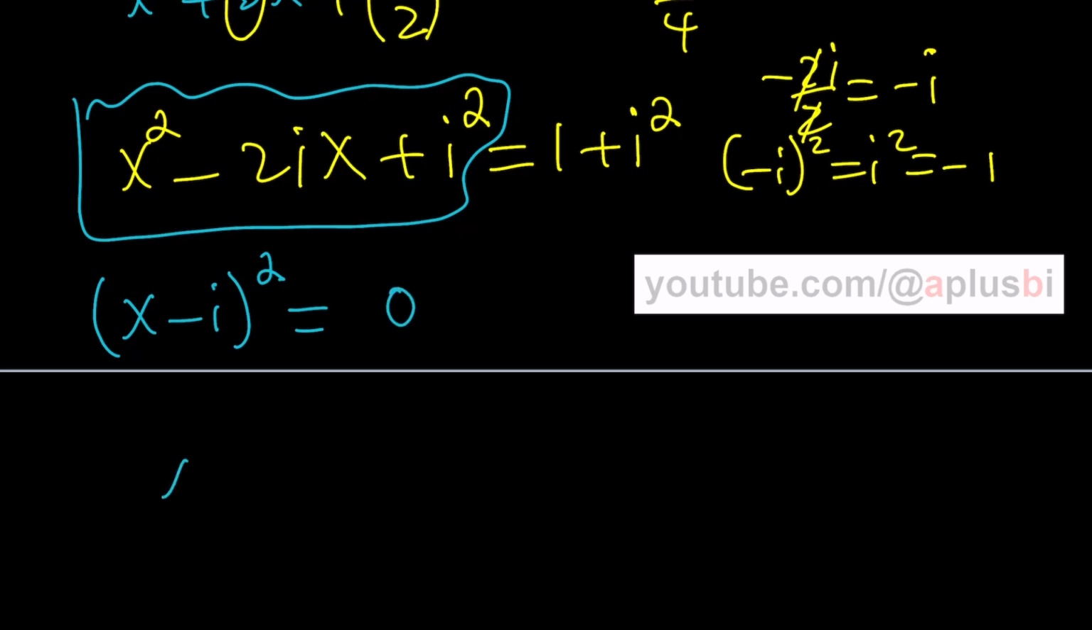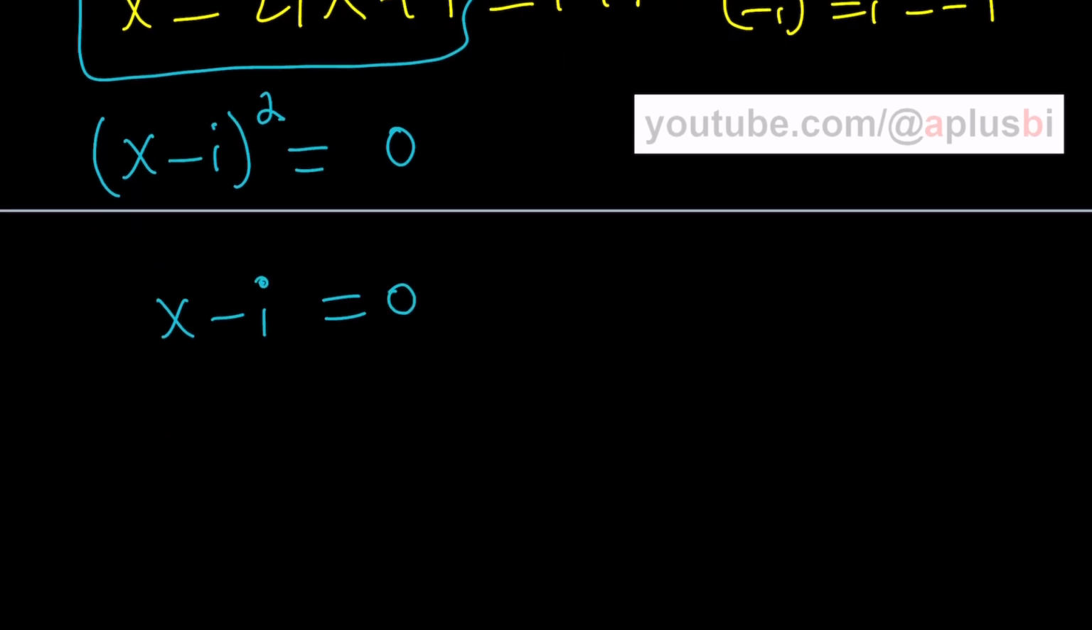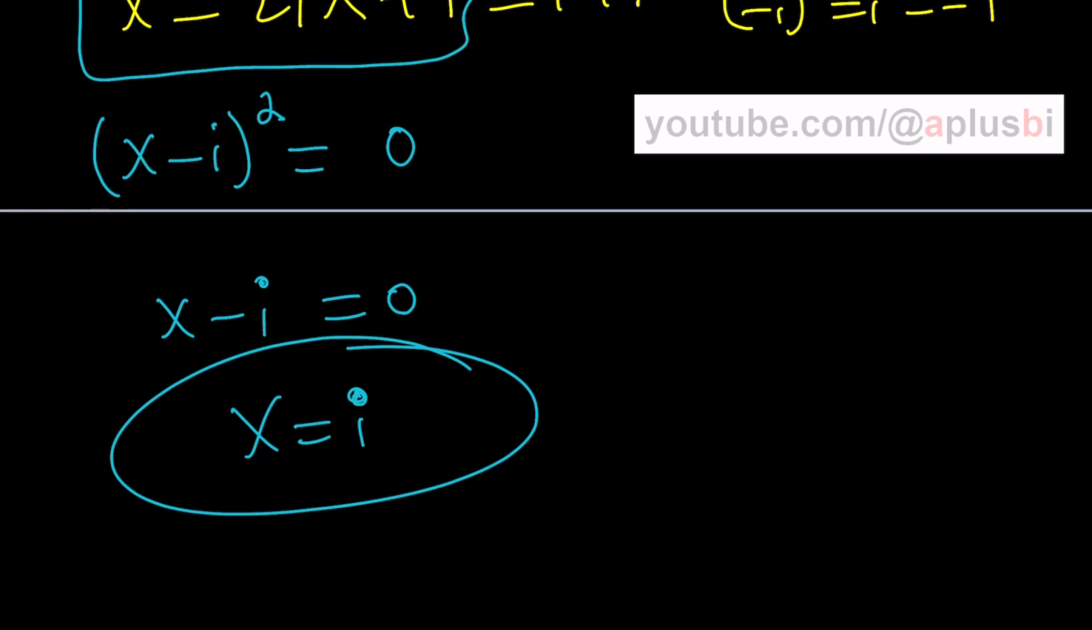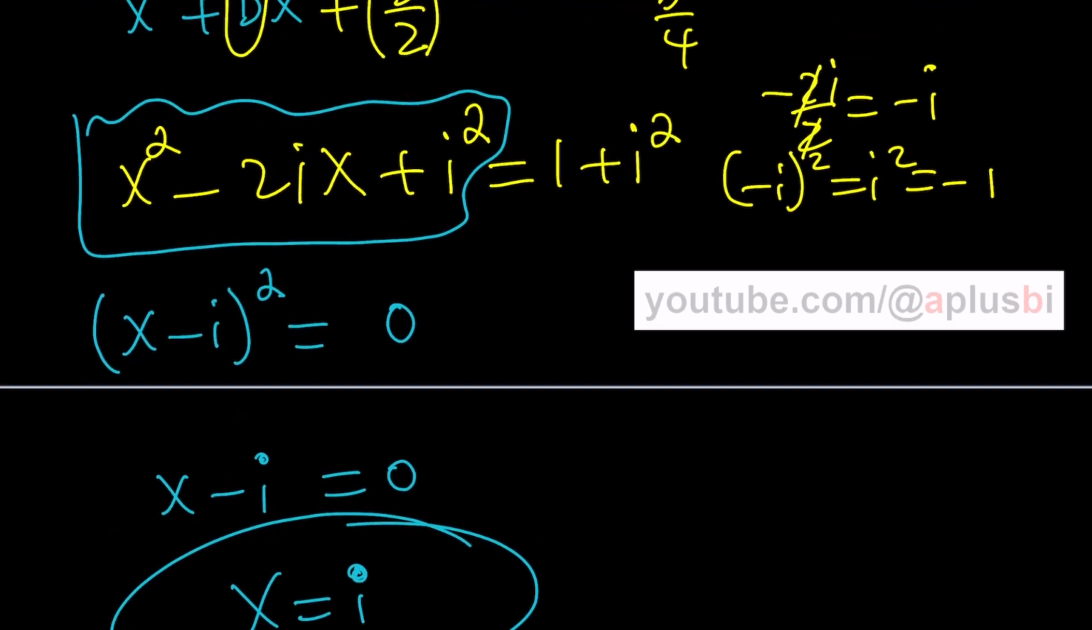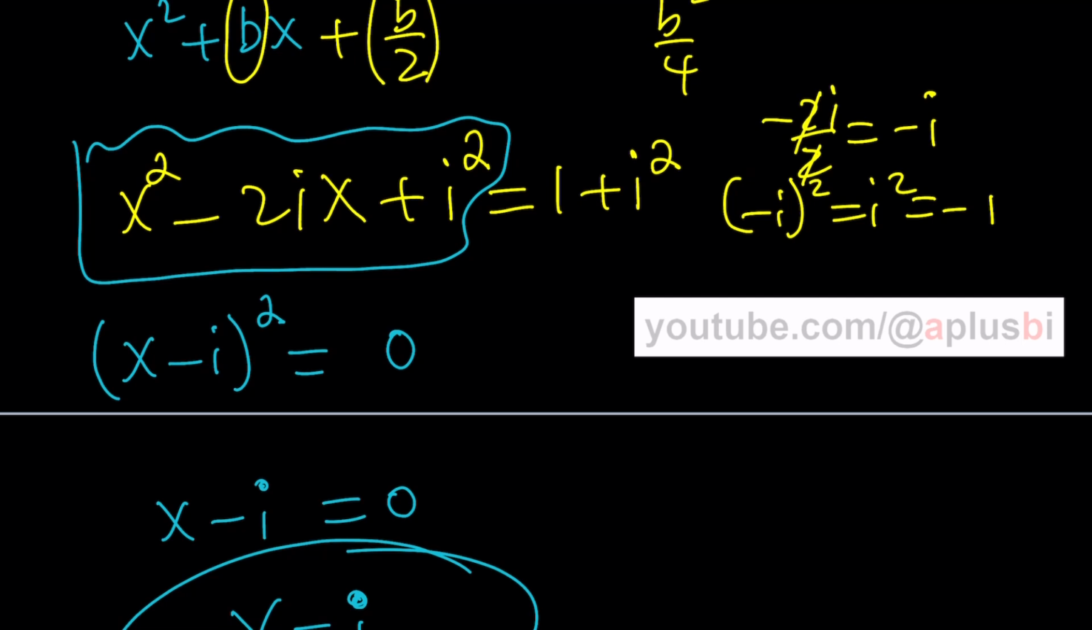You only get one solution from here, because x minus i equals 0 is the only result, and x equals i is going to be the only solution. Can a quadratic equation have a single solution? Yes, if the discriminant is 0. Is the discriminant 0? I didn't really check it, but it should be, hopefully.